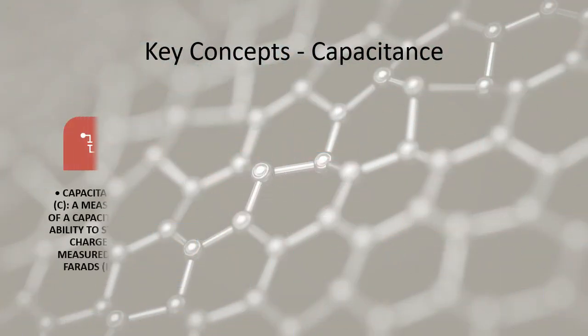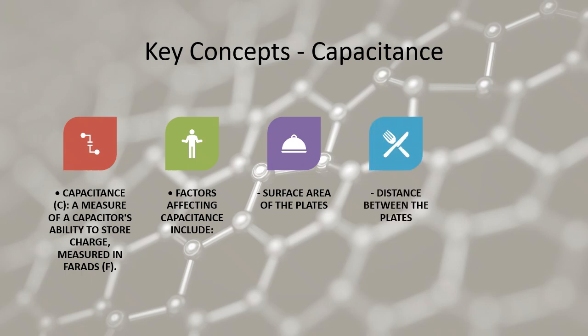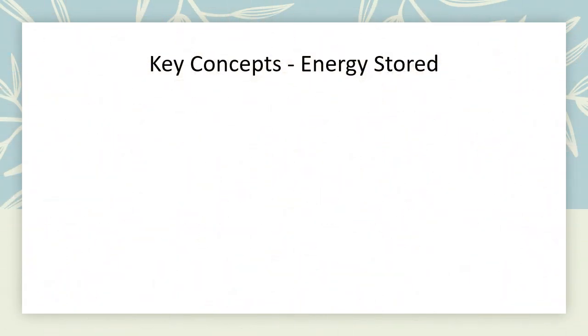Key concepts. Capacitance. Capacitance, denoted by C, measures a capacitor's ability to store electric charge and is expressed in farads. Capacitance depends on three main factors: the surface area of the plates, the distance between them, and the type of dielectric material used. Larger surface areas and materials with higher permittivity result in greater capacitance.